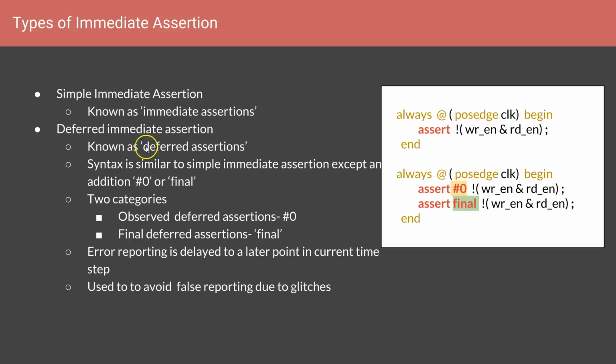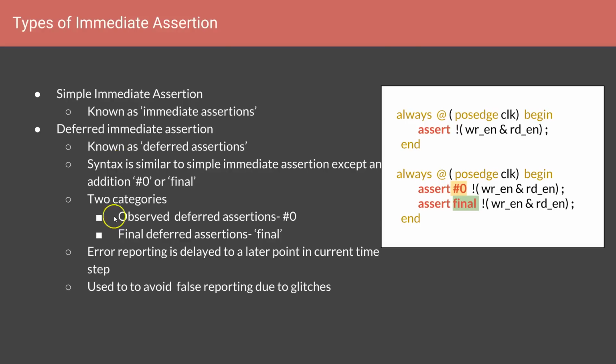Again, in deferred immediate assertions, there are two subcategories: the observed deferred immediate assertion when you specify hash 0, or the final deferred assertion when you specify final along with the assert statement. The difference between a simple immediate assertion and a deferred immediate assertion is that the error flagging in deferred immediate assertions is delayed to a certain region in the current simulation time.